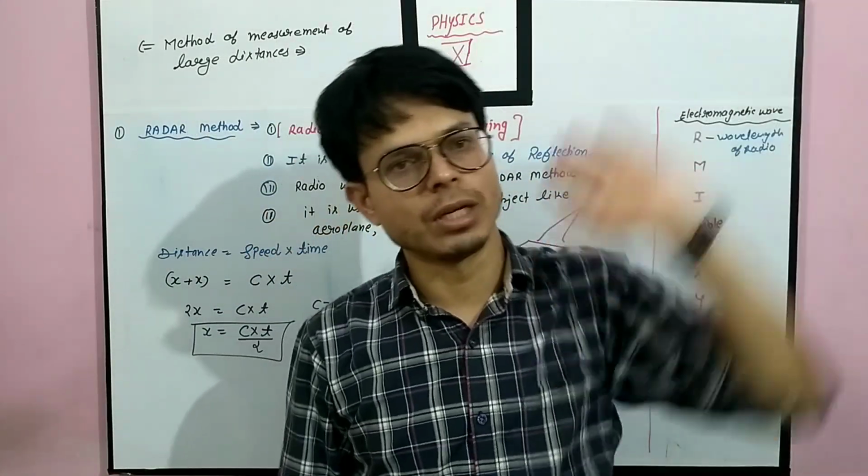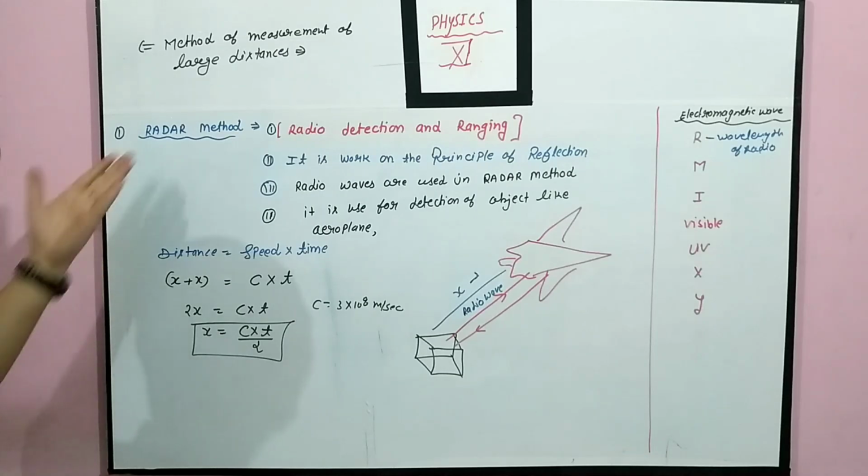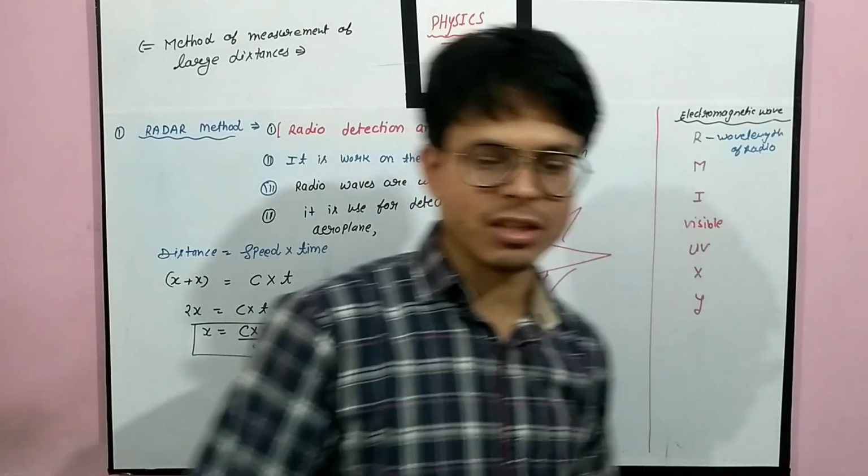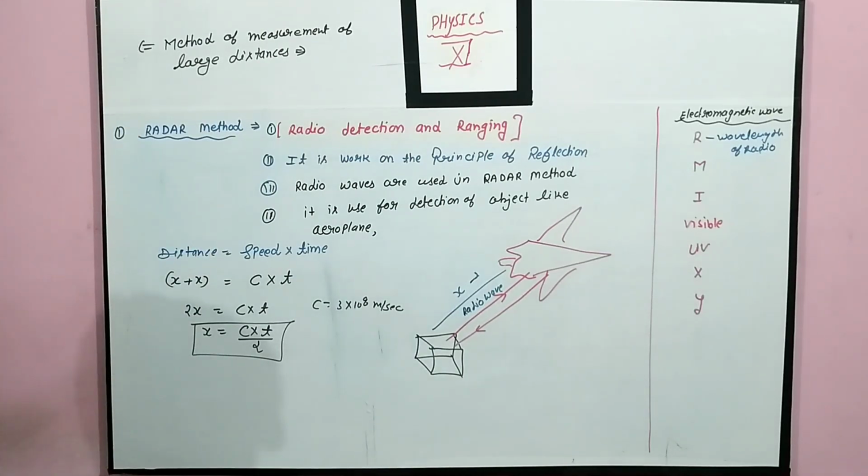उस position से कितना दूर है. So this method is called reflection method. So radar method is used for detection of aeroplanes. Yes. So this was the third method for measurement of large distance.